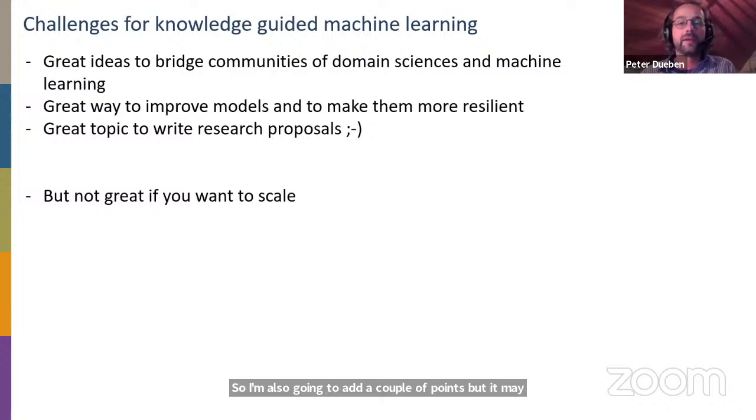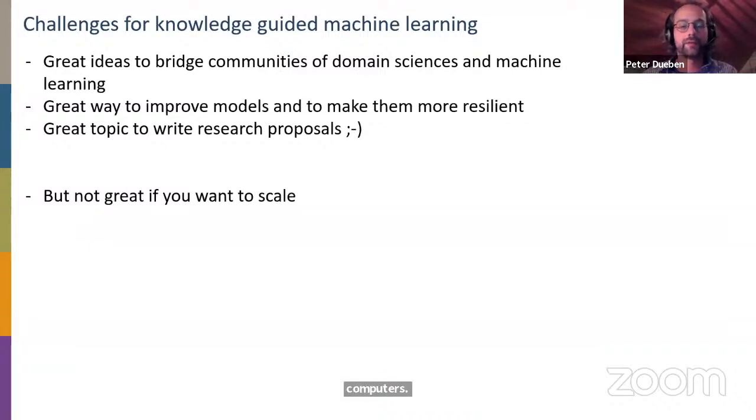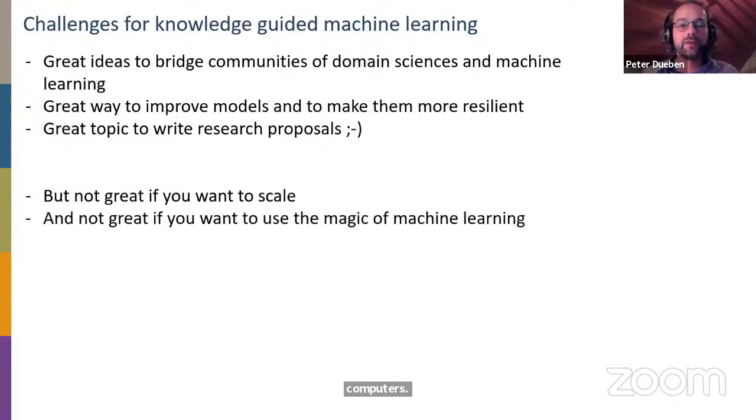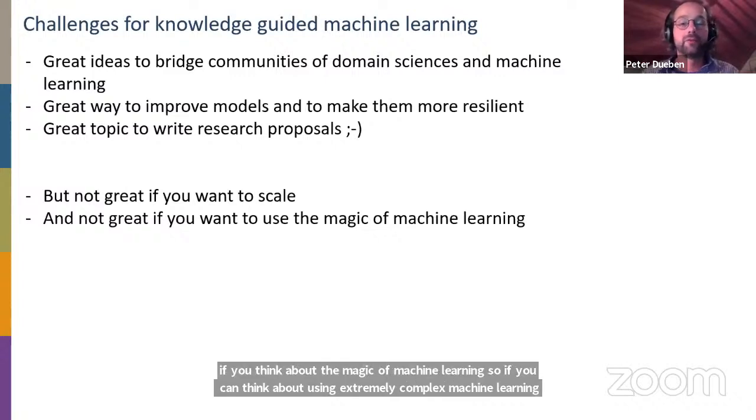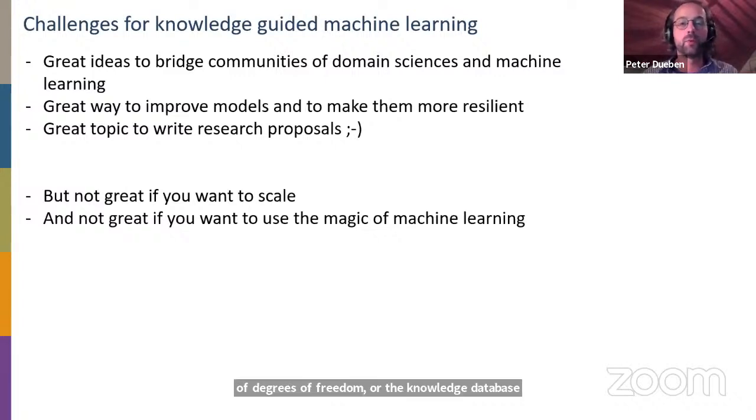One of them is, if you think about methods that scale well to high performance computers, knowledge-guided machine learning may not be as efficient as standard techniques. And also, if you think about the magic of machine learning, using extremely complex machine learning tools with millions, if not billions, of degrees of freedom, then knowledge-guided machine learning tools may come to their limits as well.